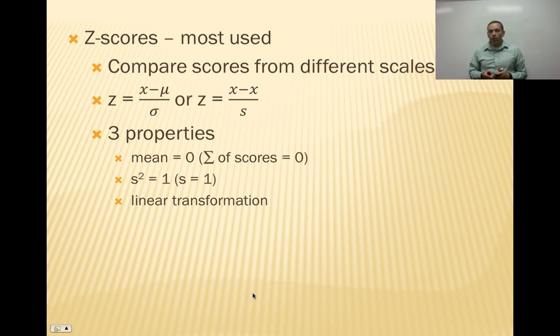We'll do a few of these in class, but what I want you to know is that there are three properties when we talk about z-scores. The mean of all z-scores is 0, which also means the sum of the scores is 0. Standard deviation and variance are both 1, and this is considered a linear transformation. So what we are trying to do is bring two very different scales to a similar mean and standard deviation, so that we can then compare apples to oranges.